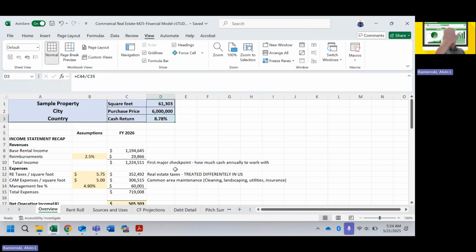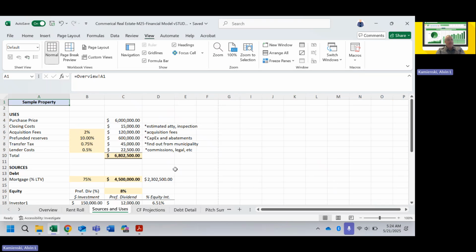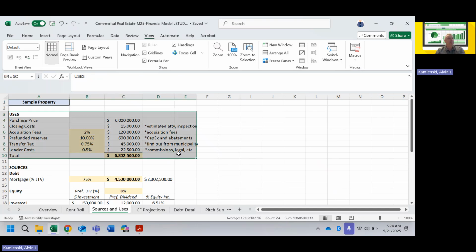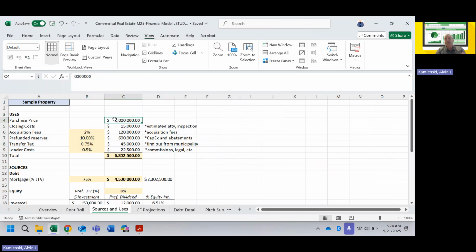This model then, this summary sheet, is based off of that rent roll, and then it's based off of our sources and uses. So for example, what do we use the money for? Well, we have to pay the current owner for the property. There's always attorney costs, or you have to hire an inspector to come and see whether or not there are environmental concerns, or foundation issues, or mechanical issues. Then there's always an acquisition fee, which is usually brokers.